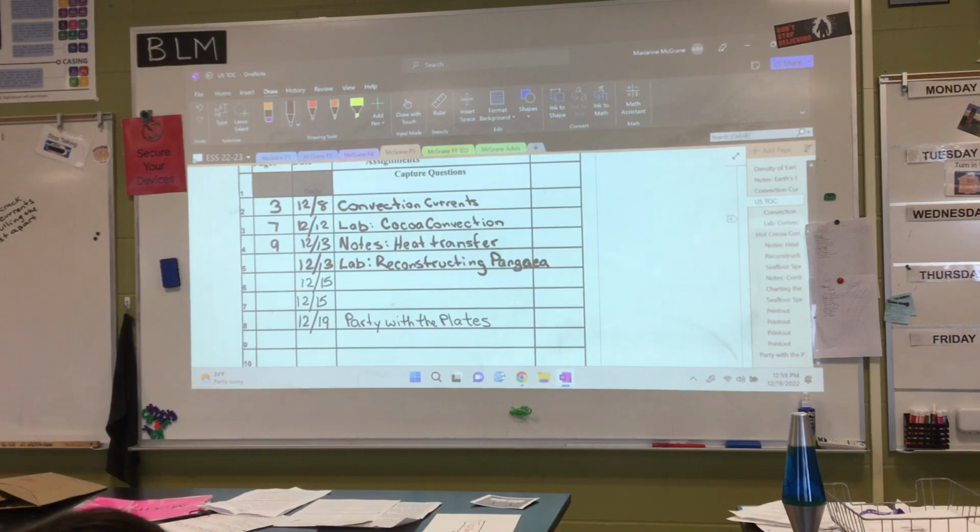19. Can I have confirmation that it's 19? We have one person that confirms 19 on the 19th. I like that. I like how that worked out. All right, so once we write down that we're on page 19, it is Party with the Plates.